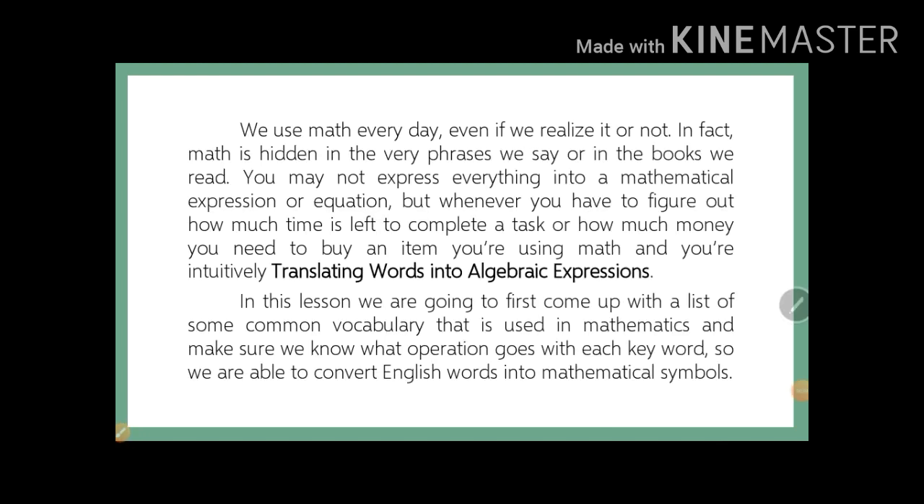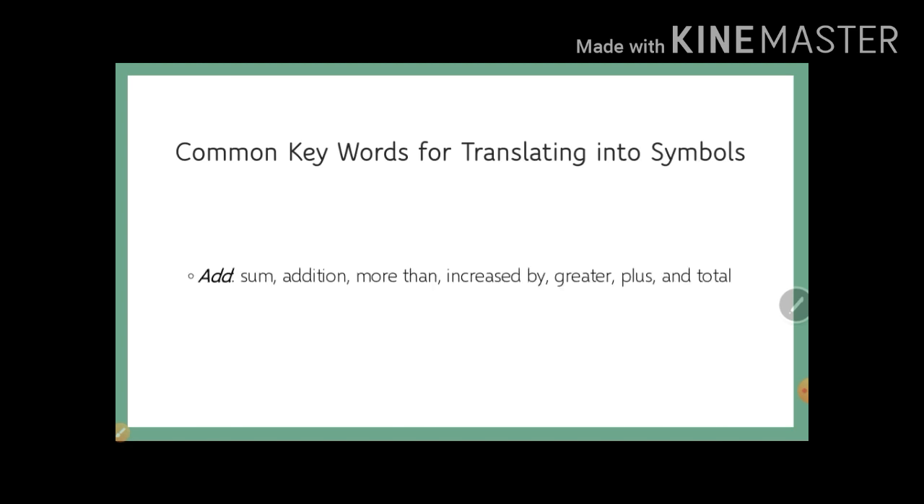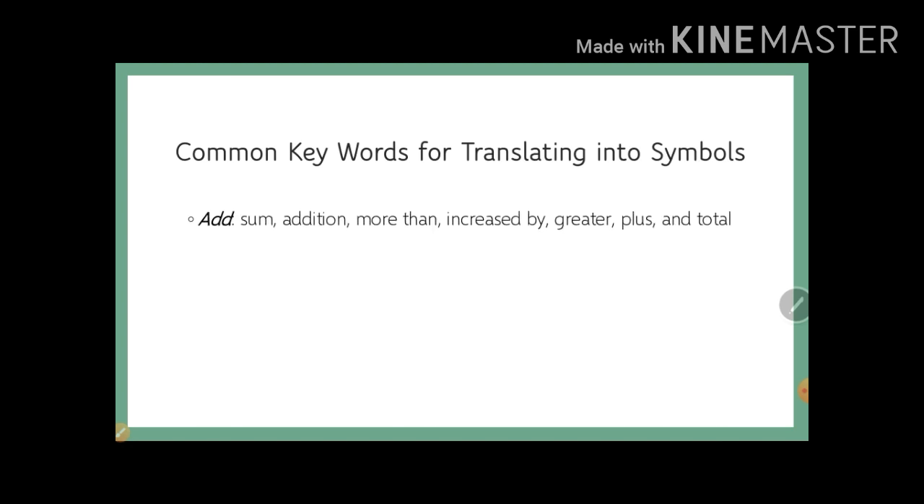Okay, so let me read to you this short reading selection. It says here that in this lesson, we are going to first come up with a list of some common vocabulary that is used in mathematics and make sure we know what operation goes with each keyword, so we are able to convert English words into mathematical symbols. Okay, so next we have common keywords for translating into symbols.